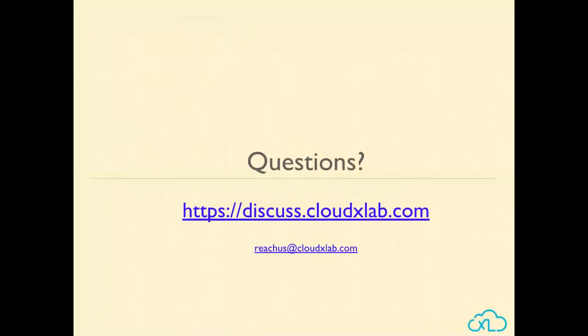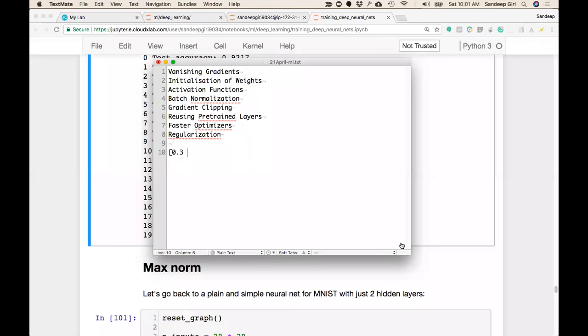We have learned quite a few things as part of this: vanishing gradient, initialization of weights, activation functions, and batch normalization. Then we talked about gradient clipping and reusing pre-trained layers. And then we also learned about various optimizers, regularization, and data augmentation.